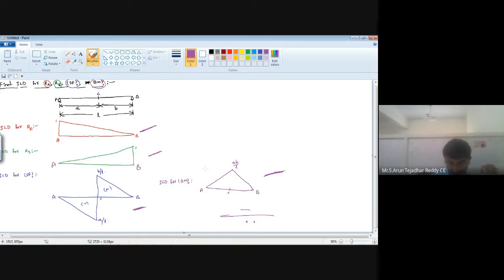Now next is to calculate ILD for bending moment at C. We'll see the full problem. Up to here, take a screenshot.